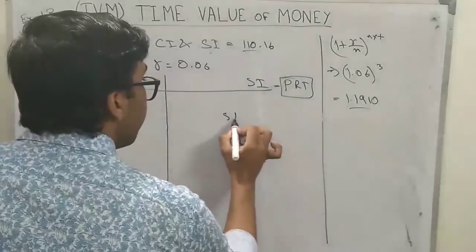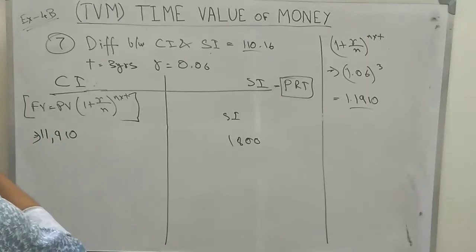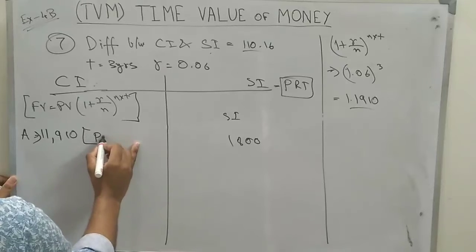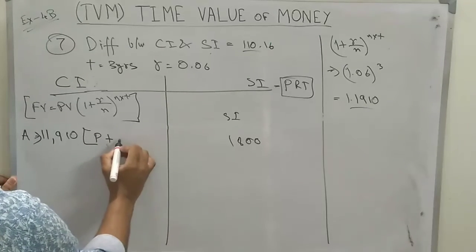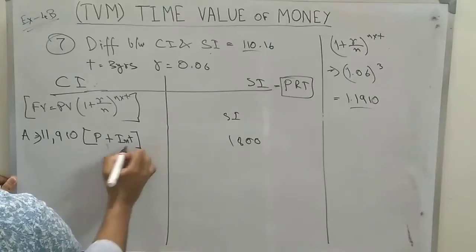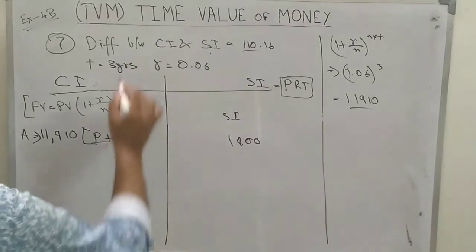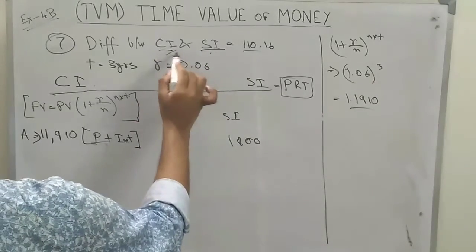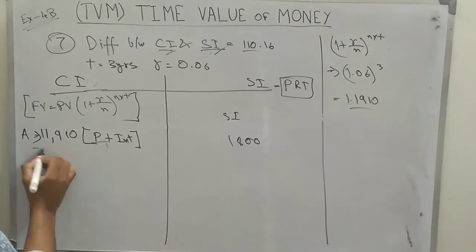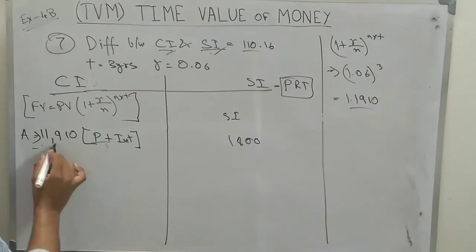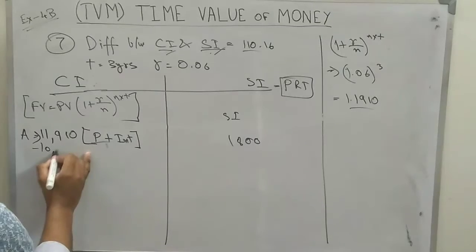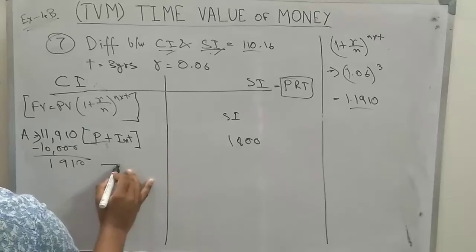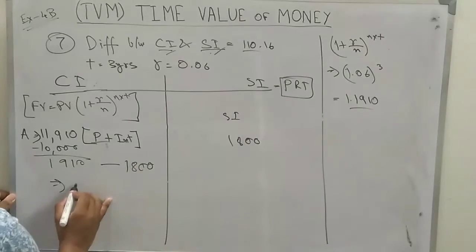Now this is just the simple interest, whereas this is the accumulated amount, which comprises both the principal as well as the interest amount. So we have to deduct the principal amount, because the question asks for the difference between compound interest and simple interest. Only the interest portion calculation has to be done. That means from here we have taken 10,000 as our principal, so minus 10,000, that means 1910. So 1910 minus 1800 is 110.